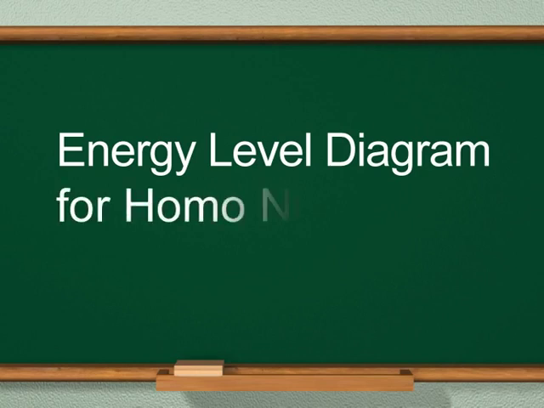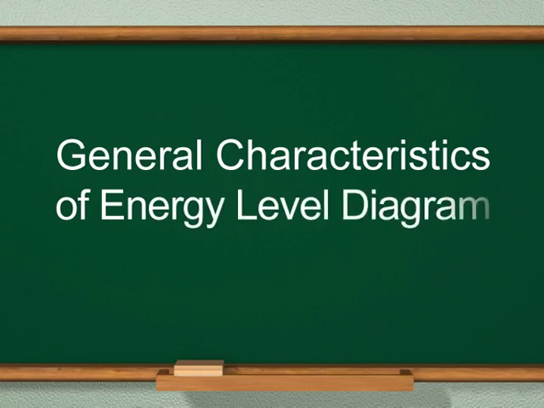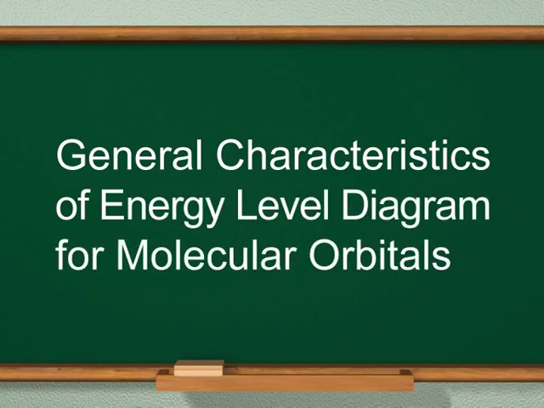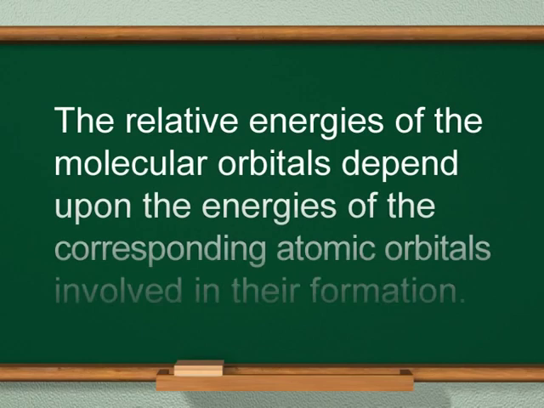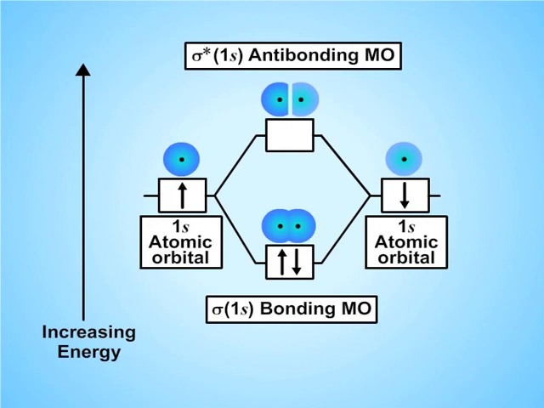Now we will discuss energy level diagram for homonuclear diatomic molecules. Before starting our discussion on it, let us discuss the general characteristics of energy level diagram for molecular orbitals. Those are: the relative energies of the molecular orbitals depend upon the energies of the corresponding atomic orbitals involved in their formation. Within the same pair of molecular orbitals, the bonding molecular orbital will have lower energy than the antibonding molecular orbital.